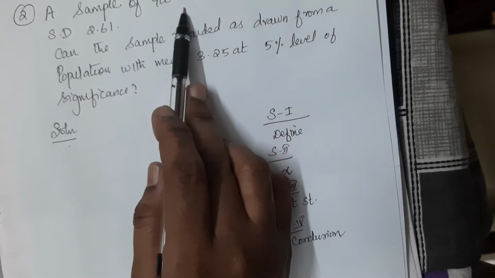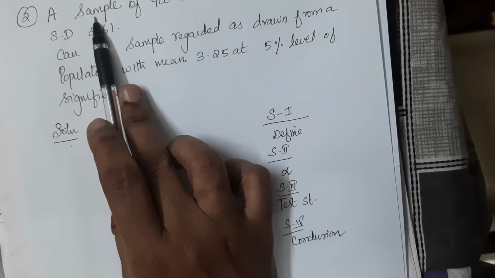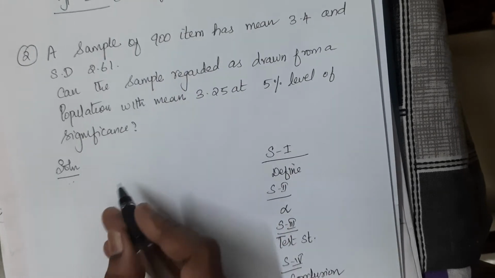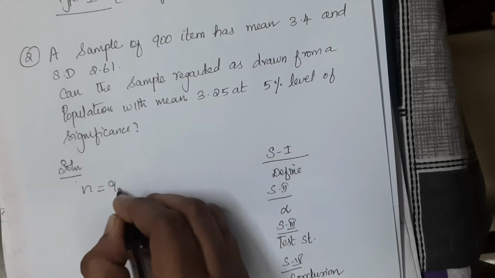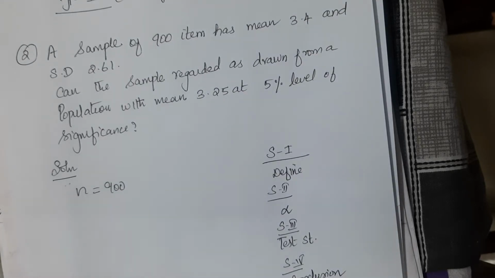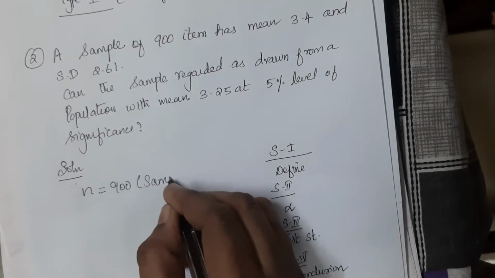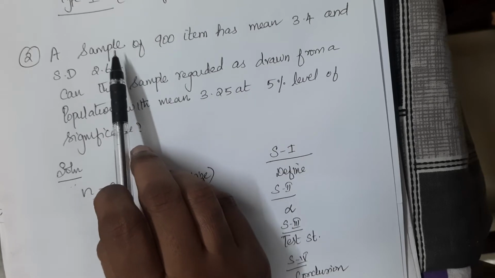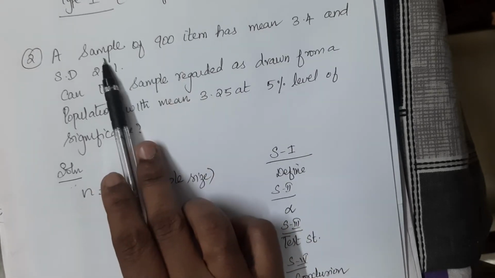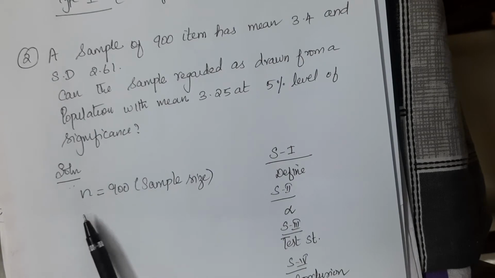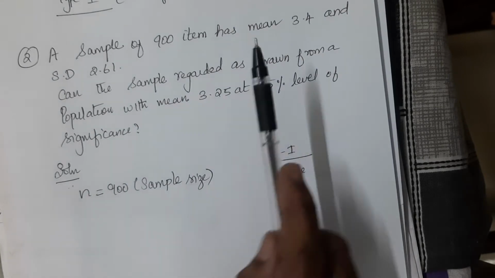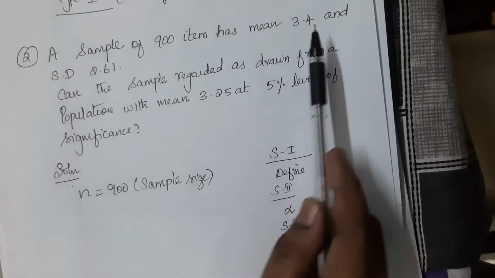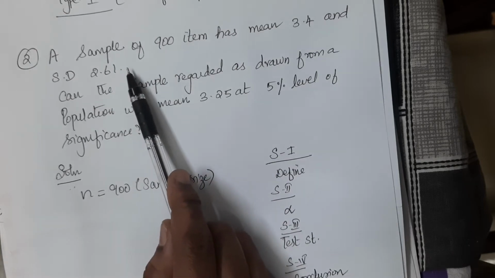The number of items present in a sample is called the sample size. So from the first line, n is equal to 900. What is n? n is the sample size. What is a sample size? The number of items present in a given sample. So we have 900 items in a sample, which is denoted by n, n equal to 900. For the same sample, the mean value is 3.4 and the standard deviation is 2.61.